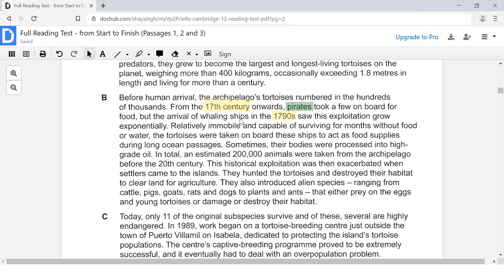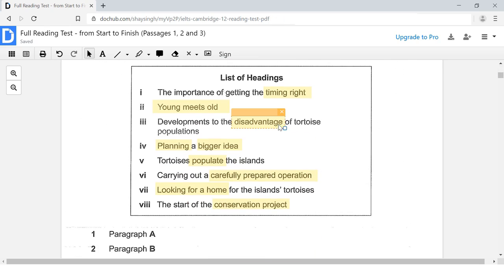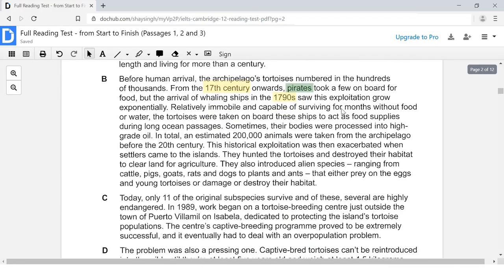Over here it says, but the arrival of whaling ships in the 1790s saw this exploitation grow exponentially. Now notice how they're talking here about exploitation. This could be synonym language for disadvantage. Remember, we talked about this keyword from the headings question, disadvantage. It could be talking about a disadvantage here. We're not sure, but let's keep reading on and let's confirm. So they were kept for something and used for something. Here it says that they acted as food supplies. To act as food supplies means to be used for something.